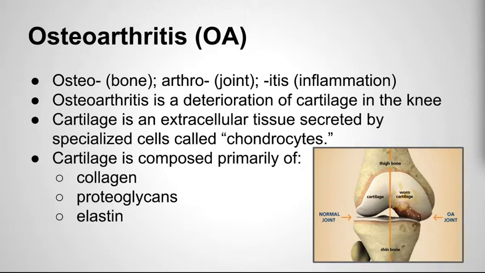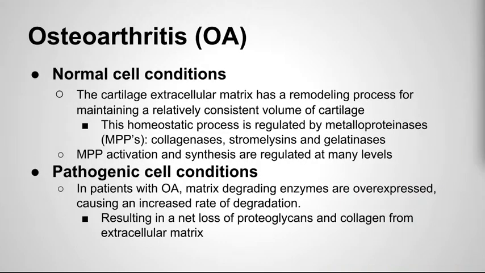And cartilage, just so you know, is an extracellular tissue secreted by specialized cells called chondrocytes. So it's actually outside of the cell. And it's composed of collagen, proteoglycans, and elastin. And you can see right here, this is the knee joint, and you can see that the cartilage is pretty worn right there. So under normal cell conditions, the cartilage extracellular matrix has a remodeling process that basically maintains a relatively consistent volume of cartilage.